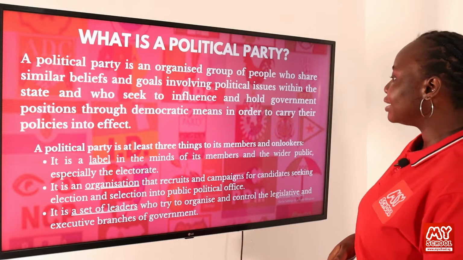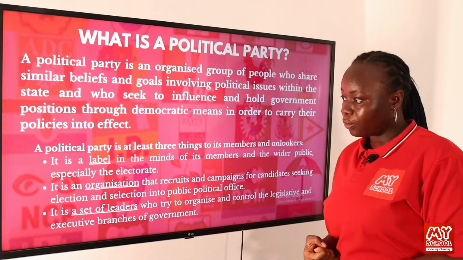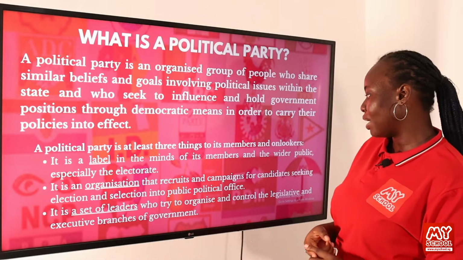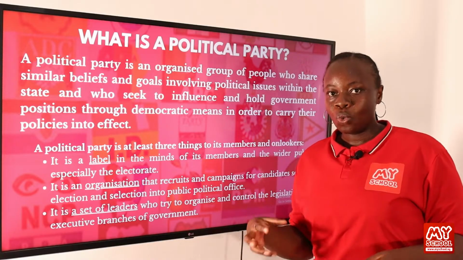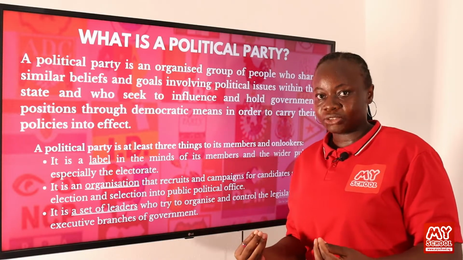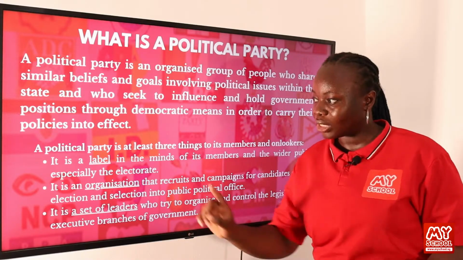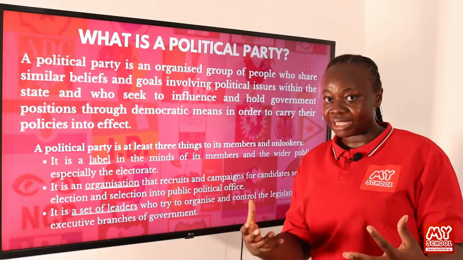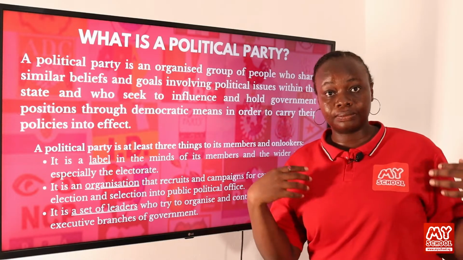All right, so a political party is at least three things to its members and onlookers. First of all, it is a label. It is a label in the minds of its members and the wider public, especially the electorate. When we're talking about a label, we mean what something represents. So a political party represents something. It stands for something. And so that's the label that a political party holds to the electorate and the members of the political party.